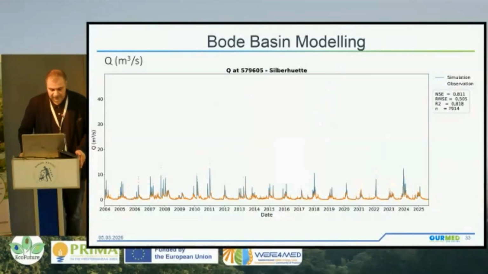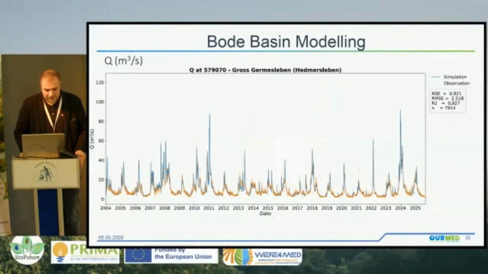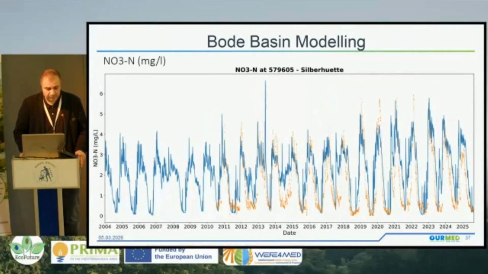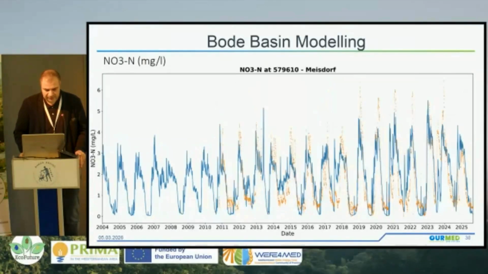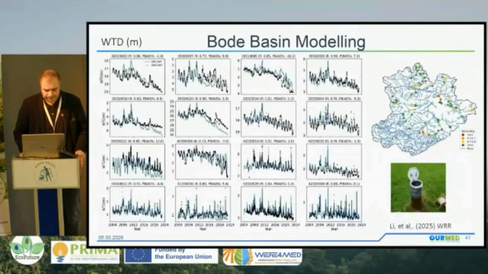Model results are running up to today. So we have model results at different gauging stations. Here, just to show you the comparison between the in-situ data and the model result in terms of discharge, but also in terms of nitrate concentration in different gauging stations within the basin. So the model has been validated and calibrated, and now we think we are ready for the forecasting capability.